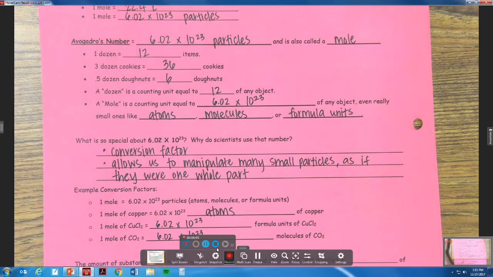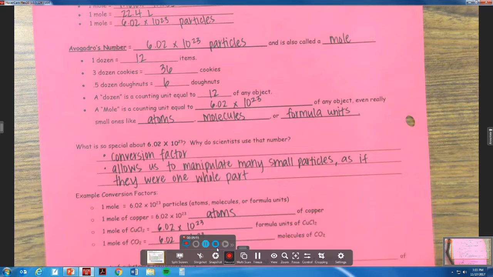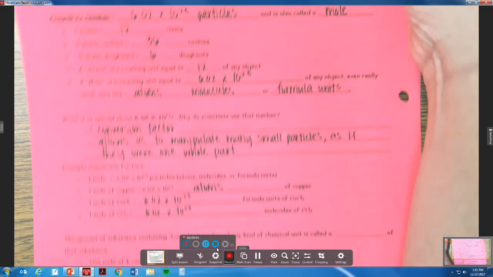Okay, so moving on to molar mass. Molar mass is the mass of 1 mole of any substance.